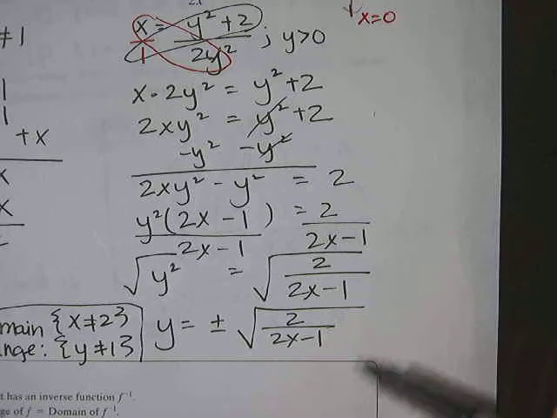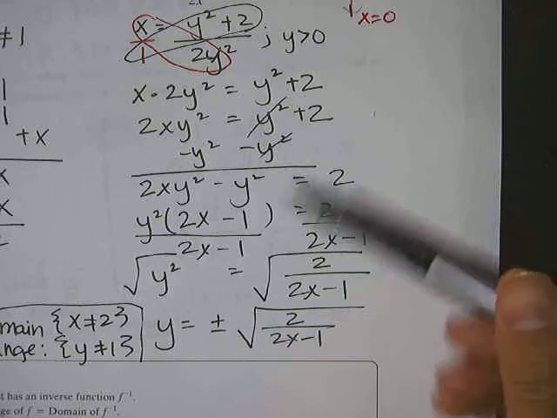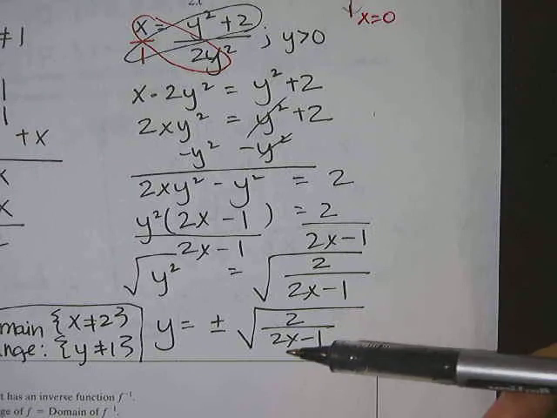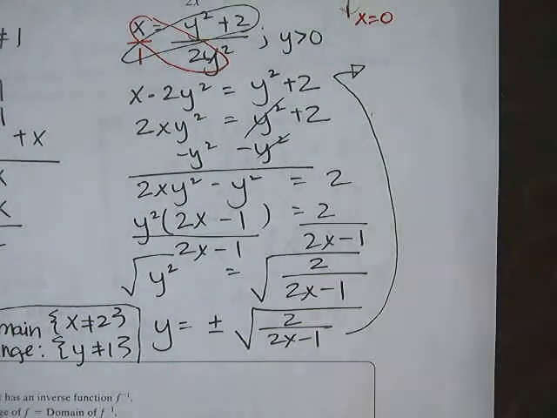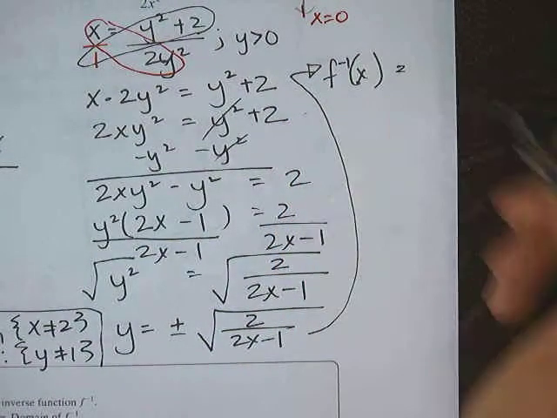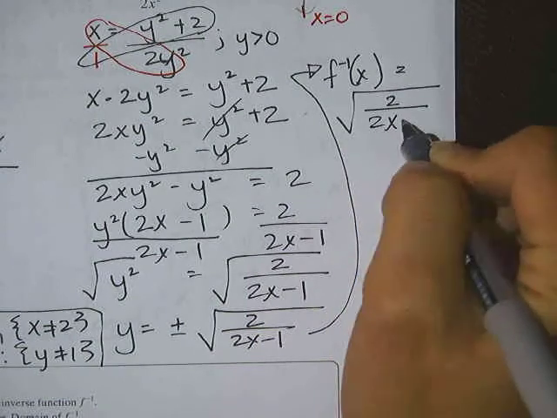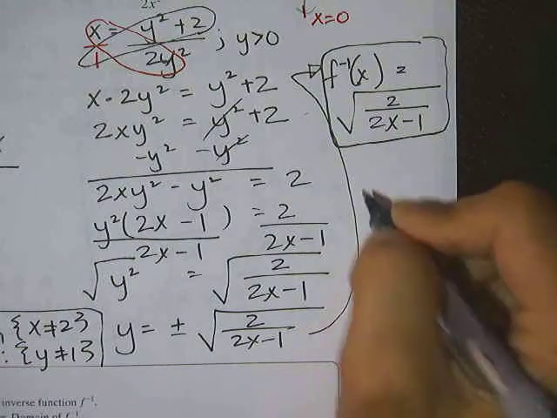Now, what's wrong with this? It has a positive y and a negative y. Earlier we said y can only be positive, so we can only take the positive piece. I'm out of space. I'm just going to move here. So my inverse function equals just the positive piece, the radical of 2 over 2x minus 1. Box it up. Let's talk about the domain and the range.